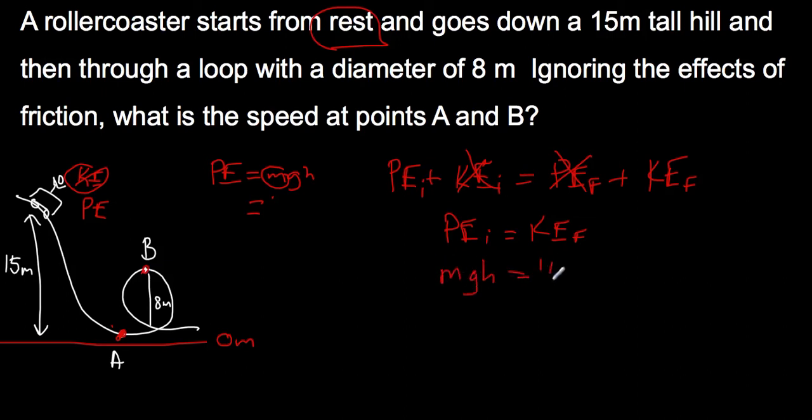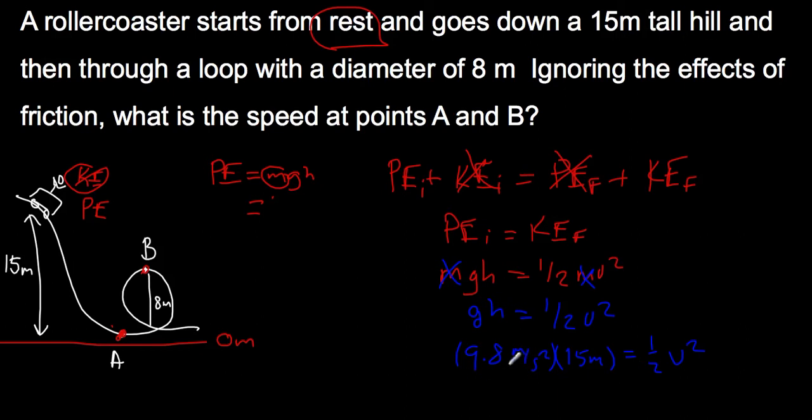mgh is equal to 1/2 mv squared. And we notice mass is in both terms, which allows us to cancel it off. I end up with just simply gh is equal to 1/2 v squared. That really makes the formula much simpler than before because we have one less variable. Plugging in our numbers, 9.8 meters per second squared times 15 meters is equal to 1/2 velocity squared.